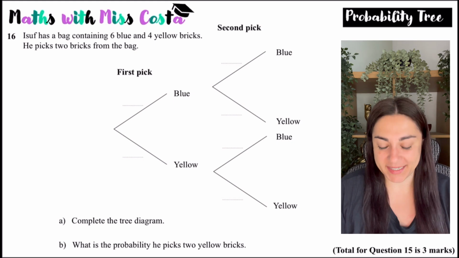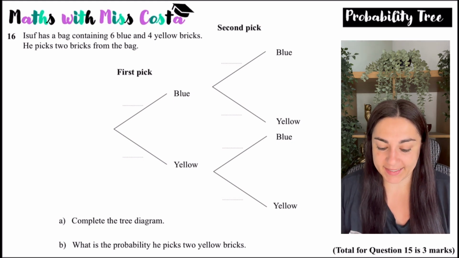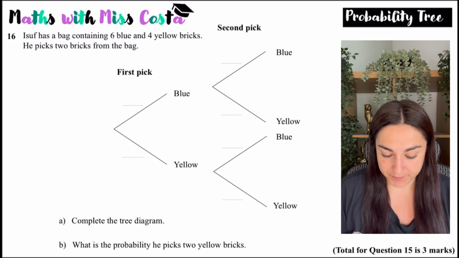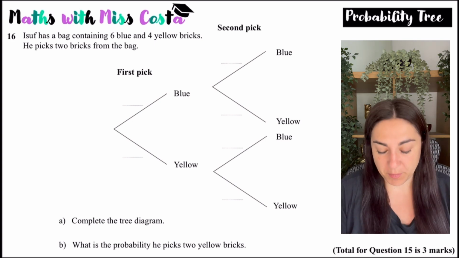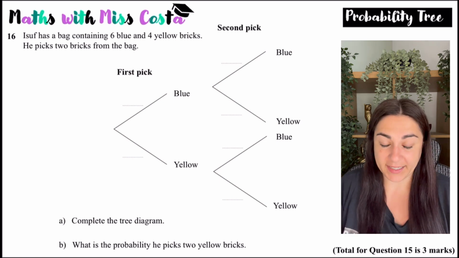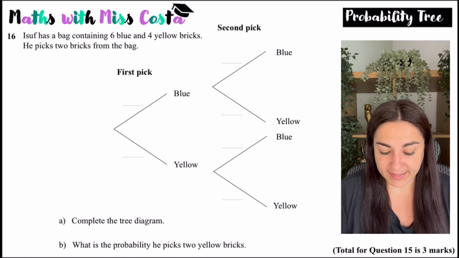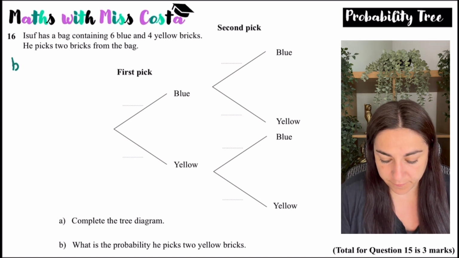Okay, in this question I'm dealing with a probability tree, and I'm told that Isuf has a bag containing 6 blue and 4 yellow bricks. So the first thing you want to do, if you haven't been given any information, normally they might fill out bits on the probability tree, is actually think about what's going on. So Isuf has a bag that has in total 10 bricks, 6 are blue and 4 are yellow.